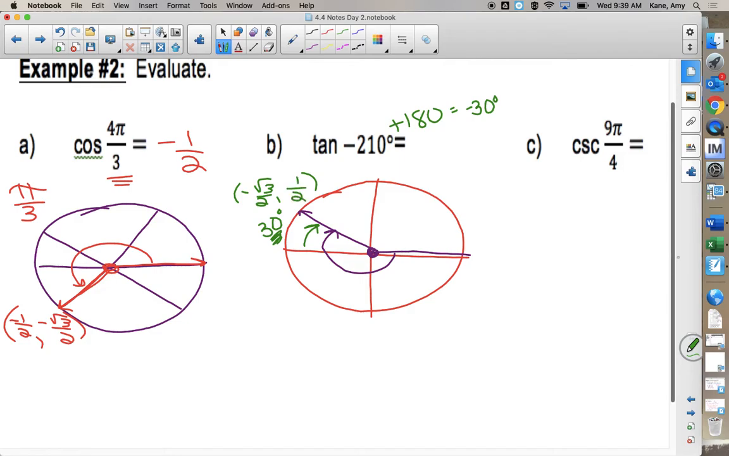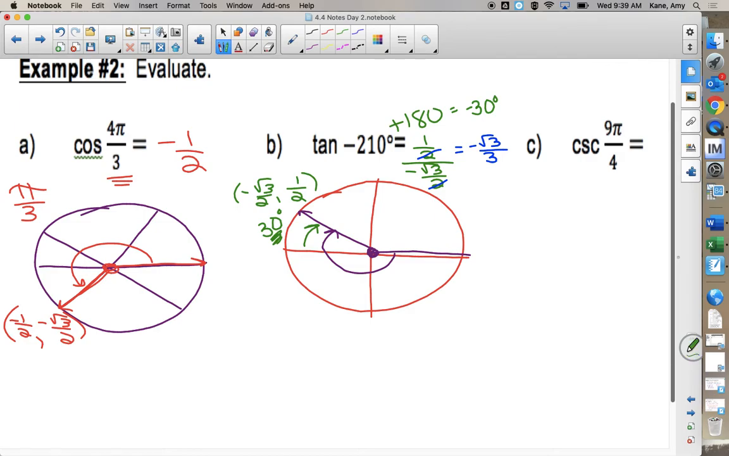So, Hannah, how would you find the tangent using that point? Nice. Sine over cosine, y over x, however you choose to think about it. So my 2's cancel. I have a 1 over negative root 3, so that simplifies to negative square root of 3 over 3.